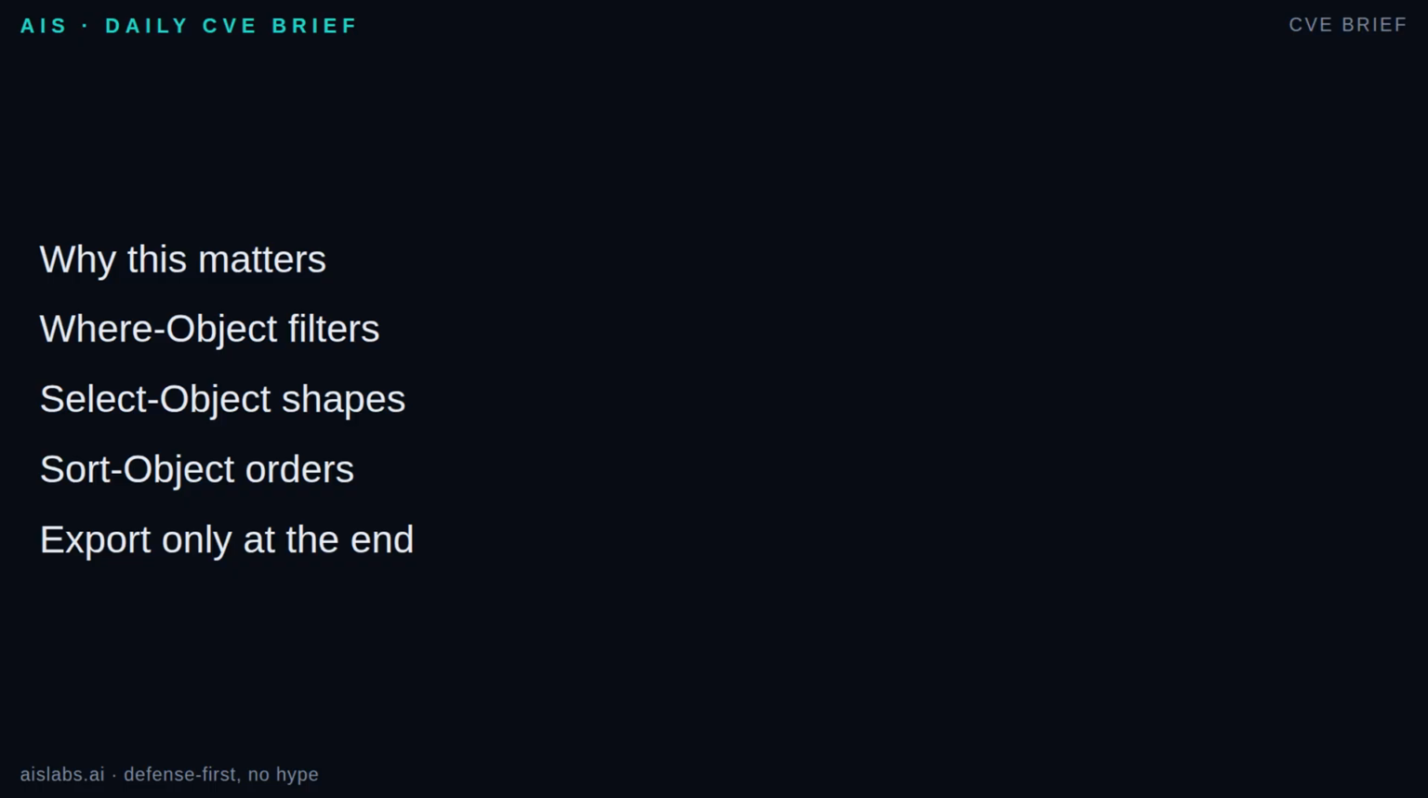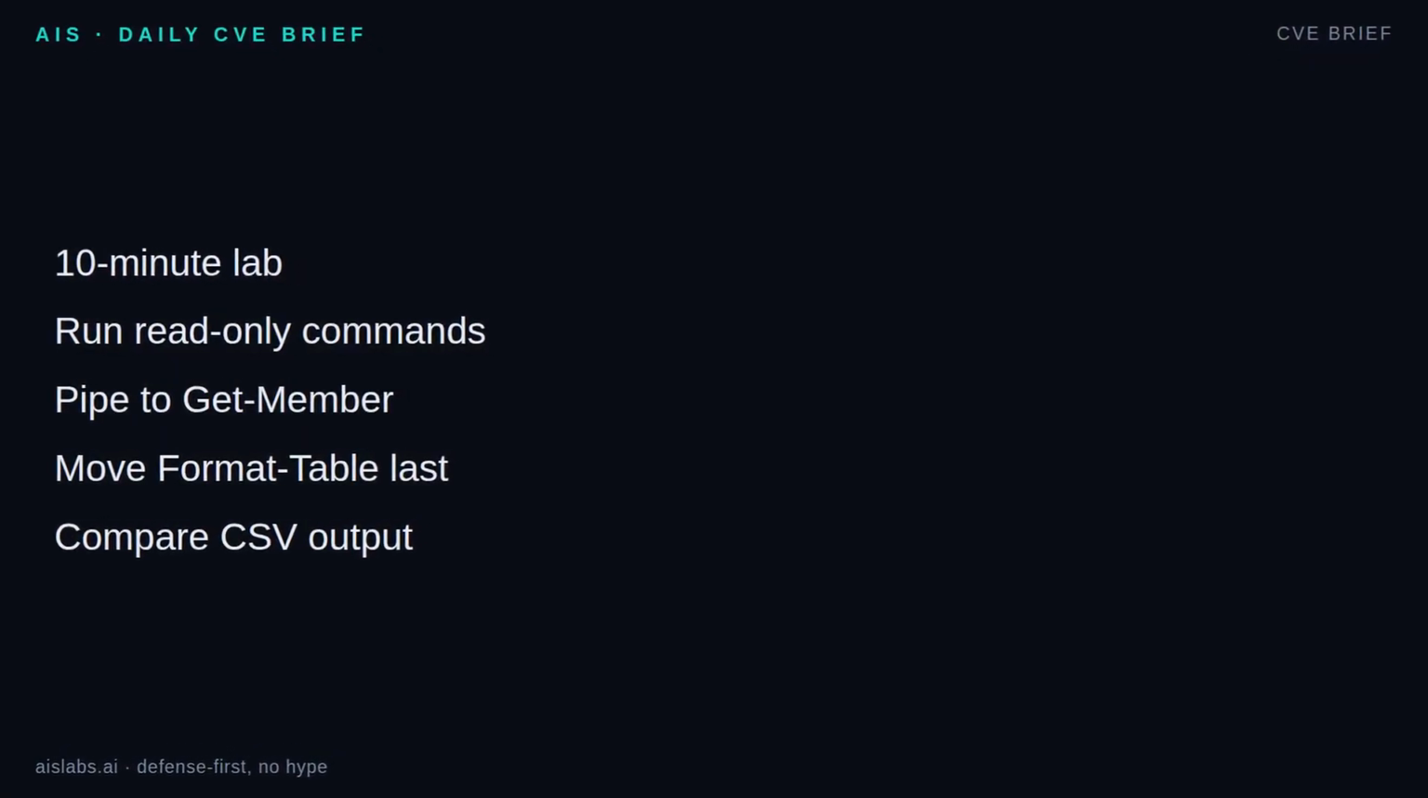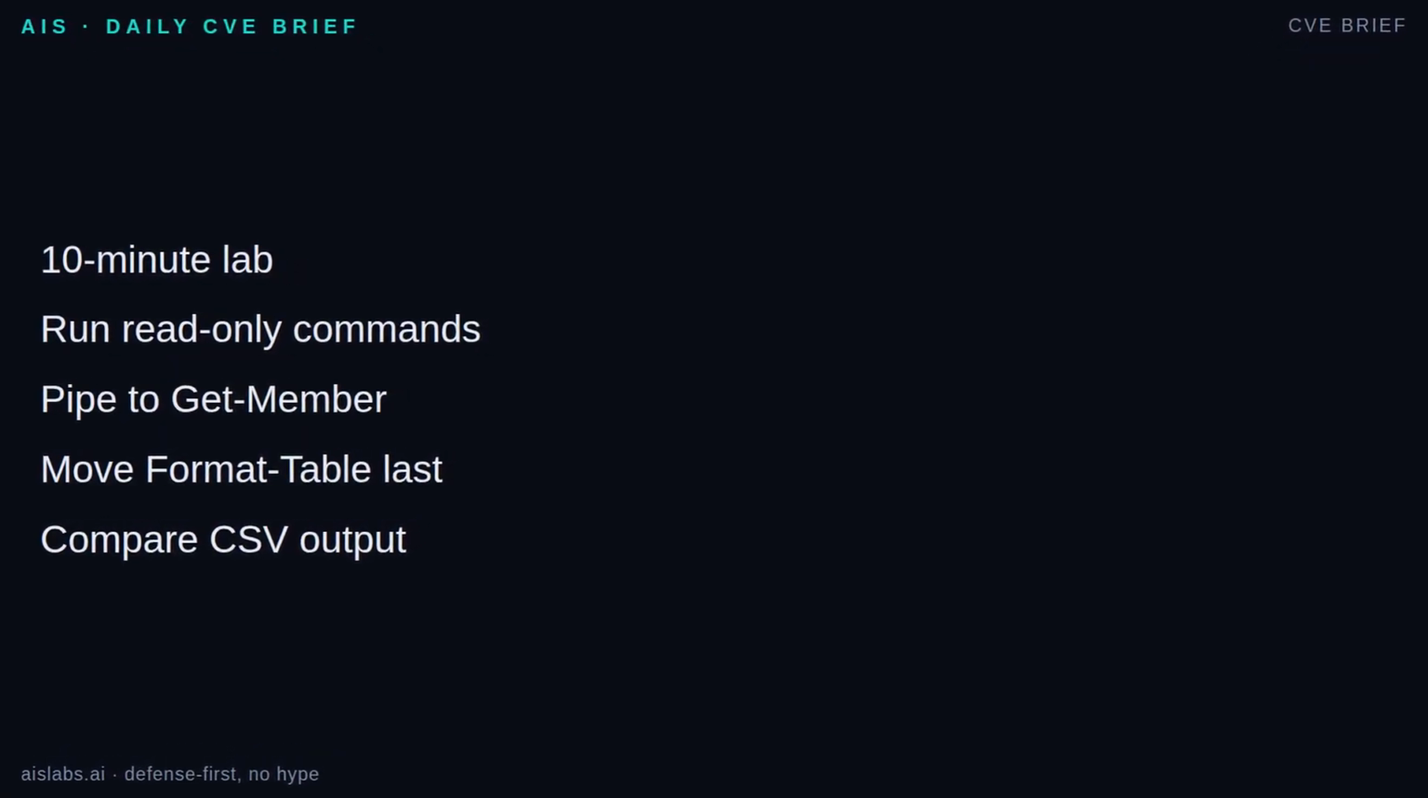My opinionated rule for admins is simple. Write pipelines first, scripts second. A script is often just a saved, named, tested pipeline with parameters and guardrails added later. Take 10 safe minutes on your workstation or a test virtual machine. First run Get-Process | Get-Member, and look at the type name and properties.